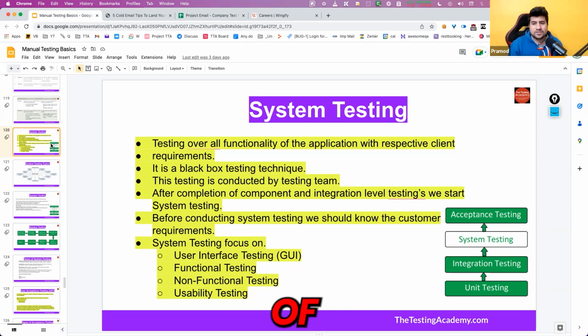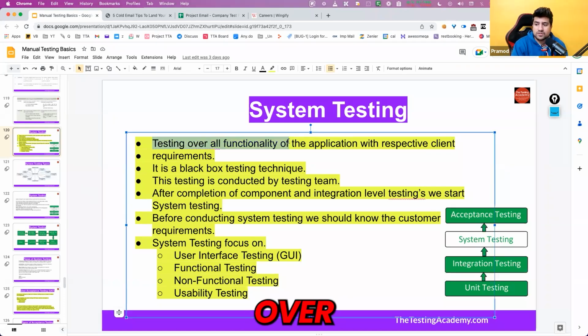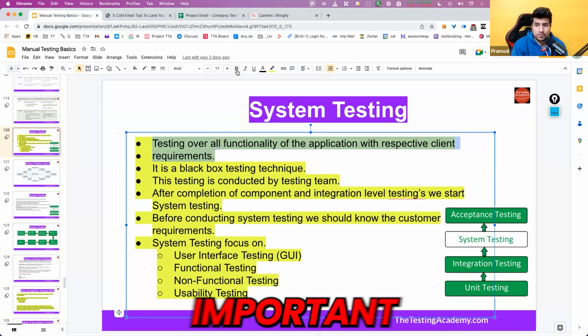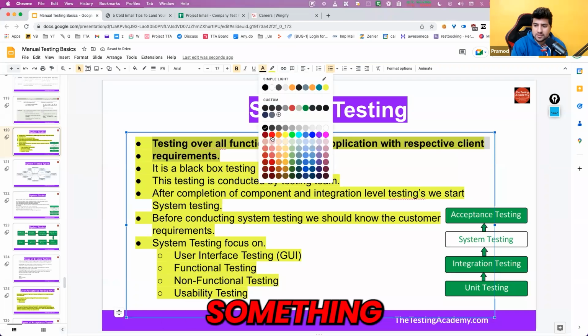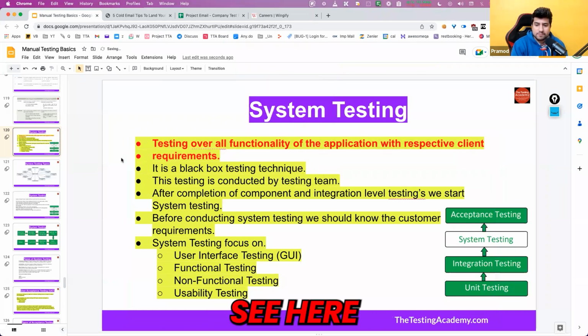But the third level of testing, where most of us will be testing, is system testing. System testing, if you know, consists of all the functionality with respect to the client's requirement. That is the super important point. Let me bold this and make it red. If you are joining a company, most of the time you will be doing system testing. I'm pretty sure about it.